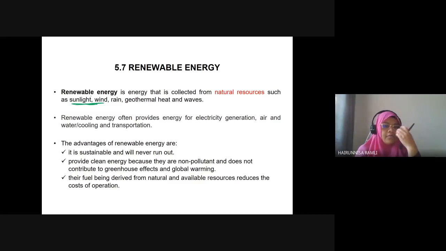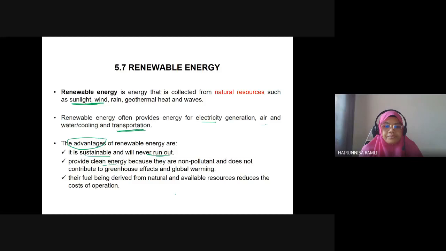Of course, this renewable energy will provide energy basically for electricity, for the air or water cooling or transportation. Even sekarang pun kita dah ada electric car, right? Electric car, awak boleh charge just by you put it under the sunlight. Of course the advantages you have to know lah. Sustainable, will never run out. Hopefully lah, will never run out. Of course they provide clean energy, because they are non-pollutant, does not contribute to the greenhouse effect and global warming.